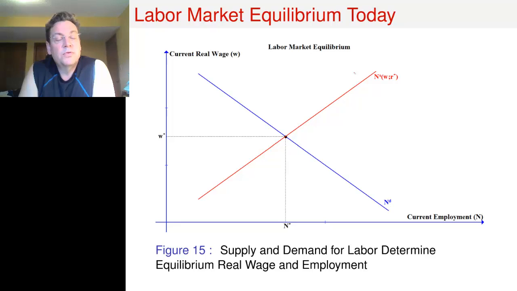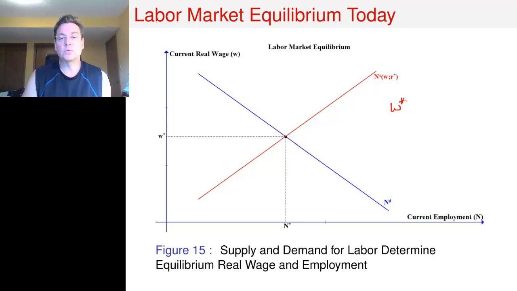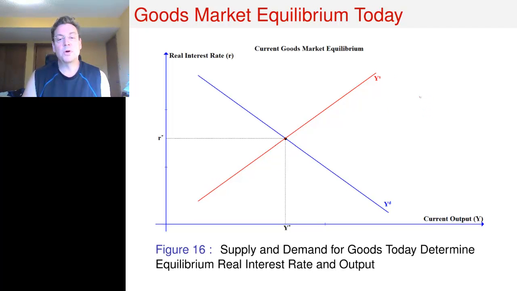So here's the labor market. We've got the wage on the vertical axis and employment on the horizontal axis. This determines the equilibrium wage and the equilibrium level of employment. And then in the goods market, we have an upward sloping supply of goods when the real interest rate is on the vertical axis, and a downward sloping demand. And this determines the equilibrium real interest rate and the equilibrium level of output.